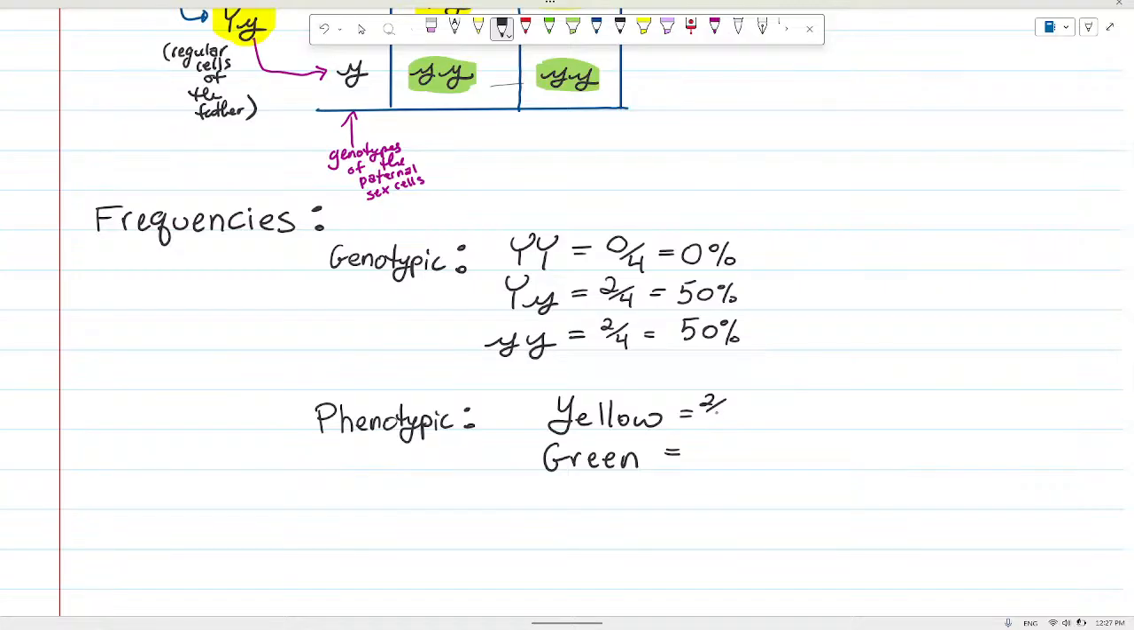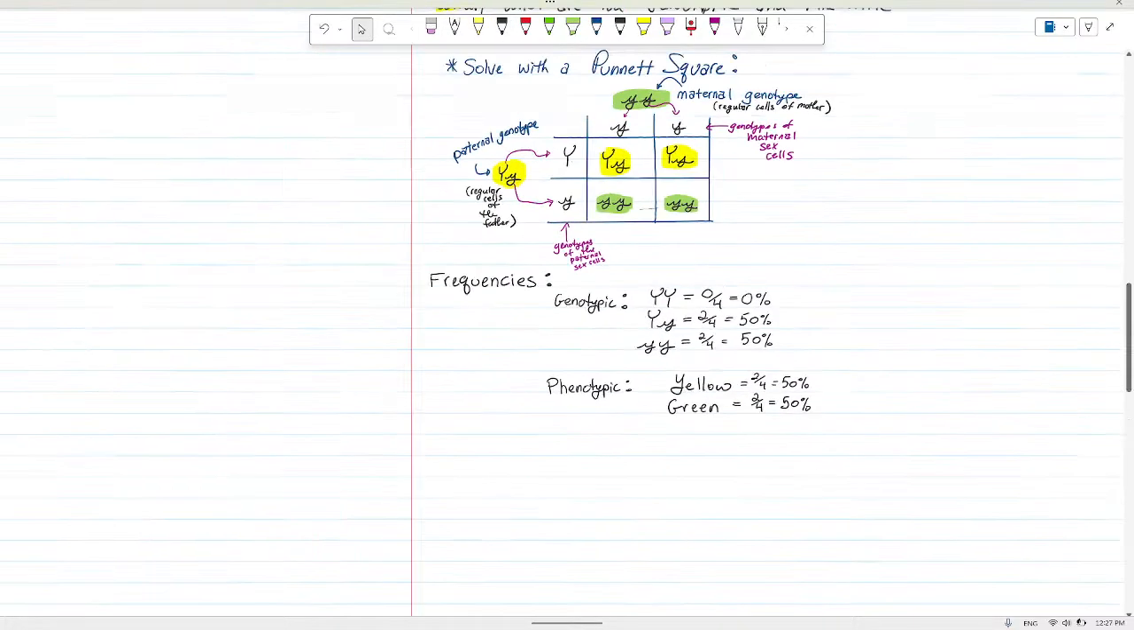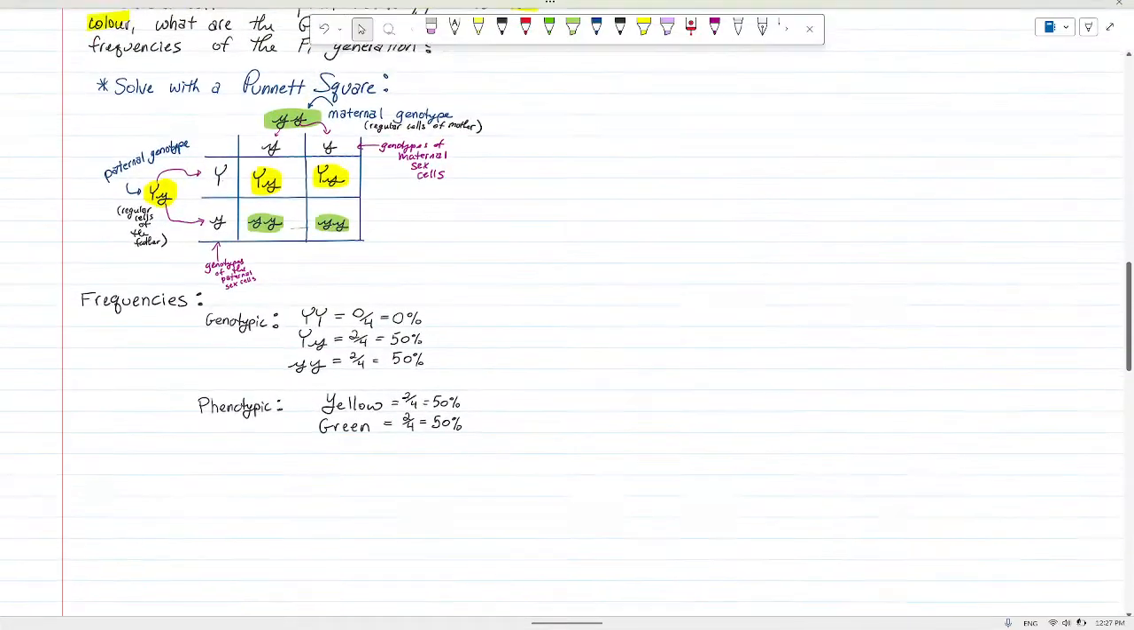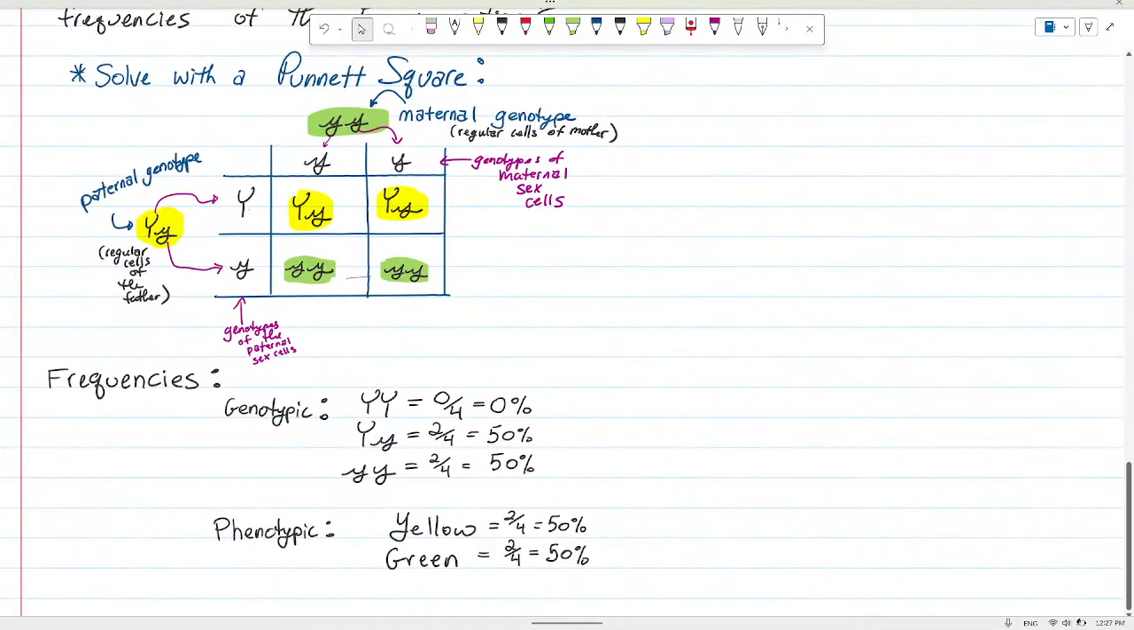Which is it? 2 out of 4. Okay? And if I wanted those as percentages, what would that be? Good. So the phenotypic frequency in this case is 50-50. How's that feel? Is that kind of semi-okay? Take a minute and make sure you have that down.